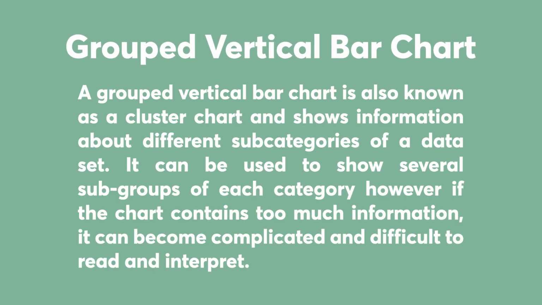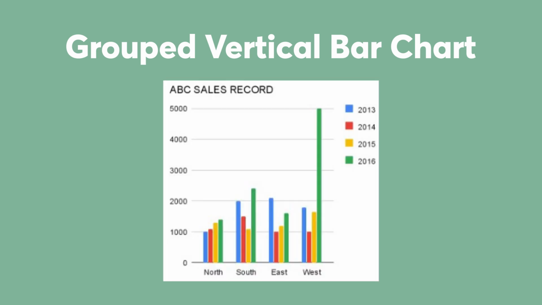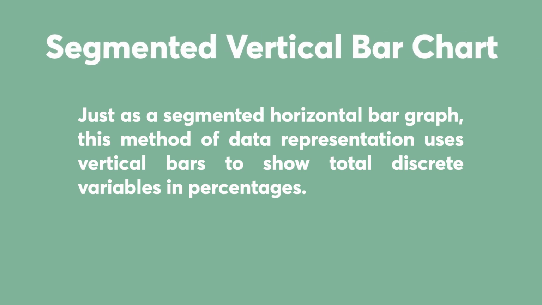A group vertical bar chart is also known as a cluster chart and shows information about different subcategories of a dataset. It can be used to show several subgroups of each category, however, if the chart contains too much information, it can become complicated and difficult to read and interpret. Just as a segmented horizontal bar graph, this method of data representation uses vertical bars to show total discrete variables in percentage.